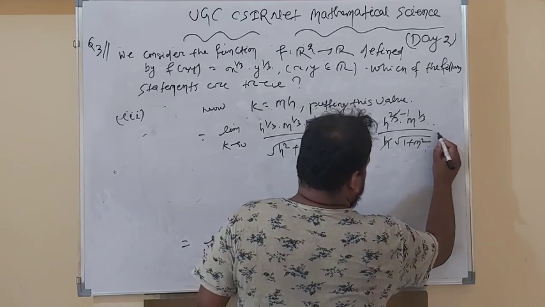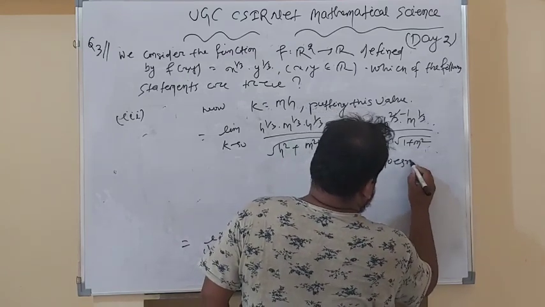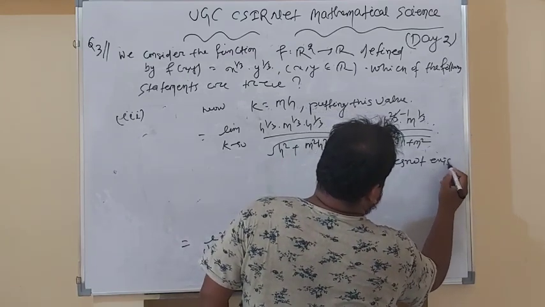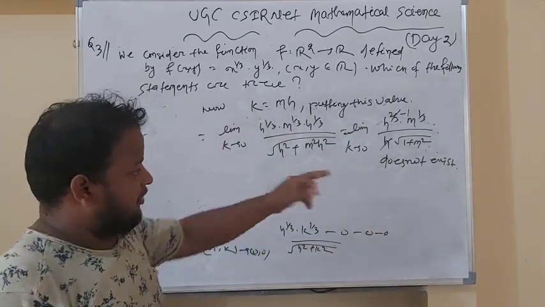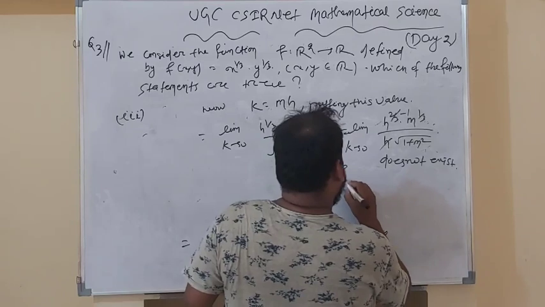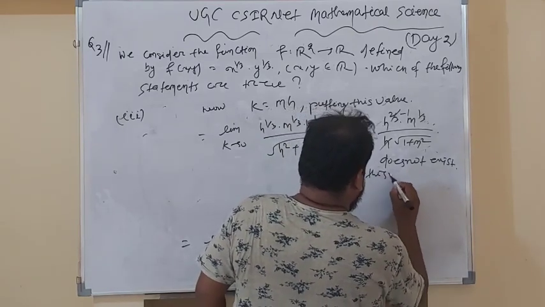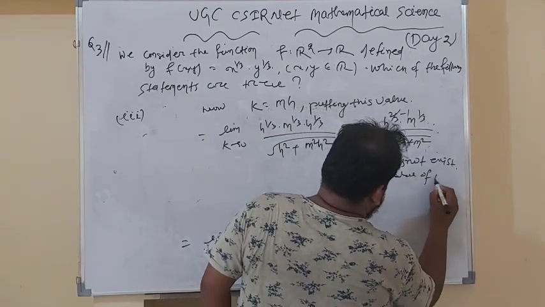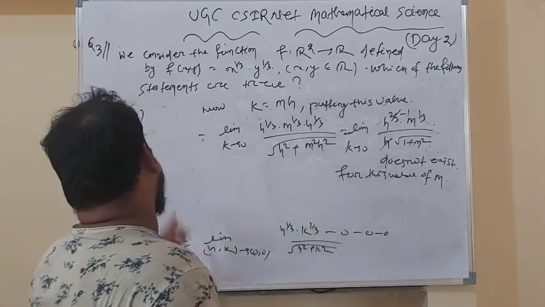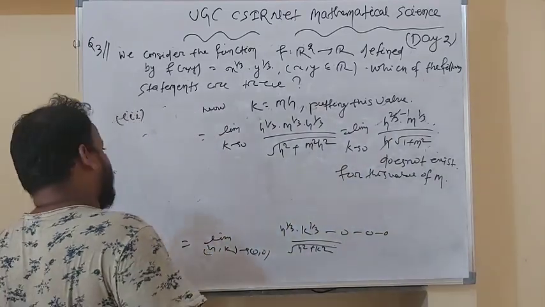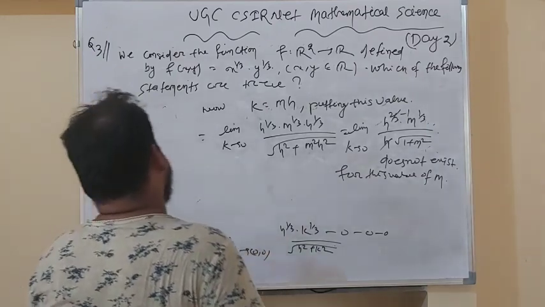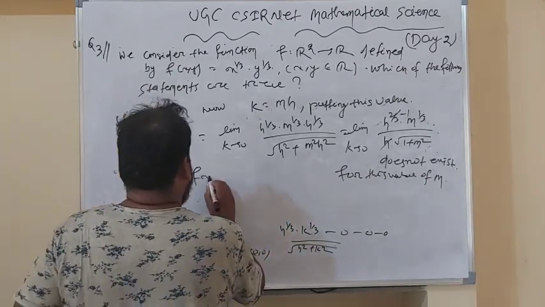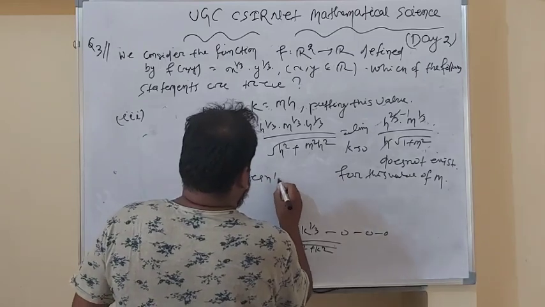This value does not exist. Why? It does not exist for this value of m. So the partial derivative of function f_x does not exist.